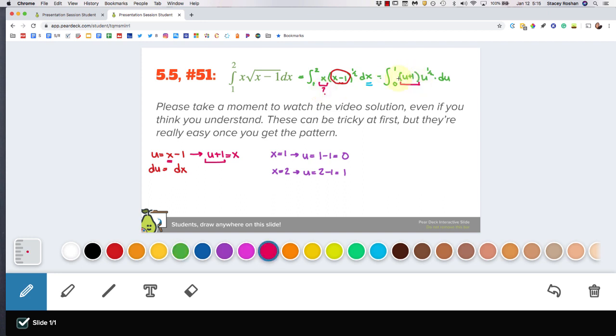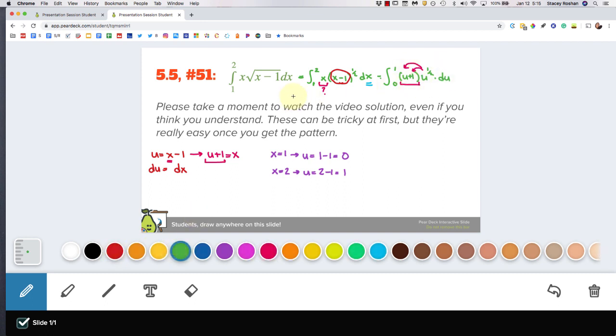Now you might be thinking to yourself, I feel like I just went in a circle. What's the difference between that and that? I have 2 terms multiplied and I still have 2 terms multiplied. The difference is this I could not simplify, right? But this I can distribute now. I can distribute that because I don't have it all under that square root anymore. And so that's the difference.